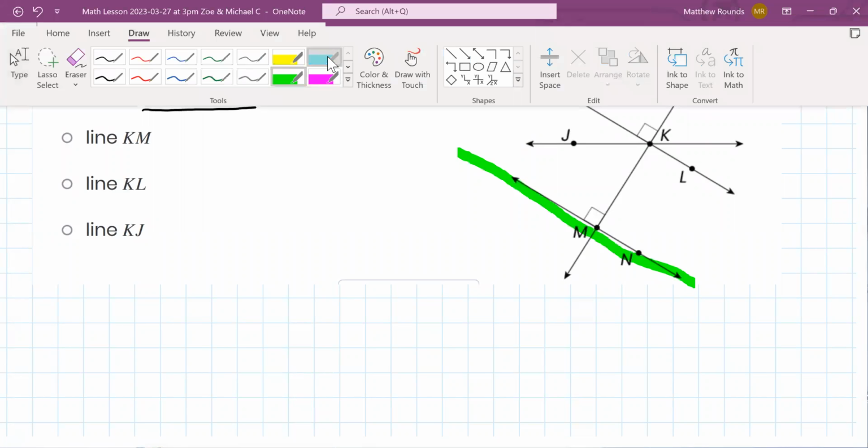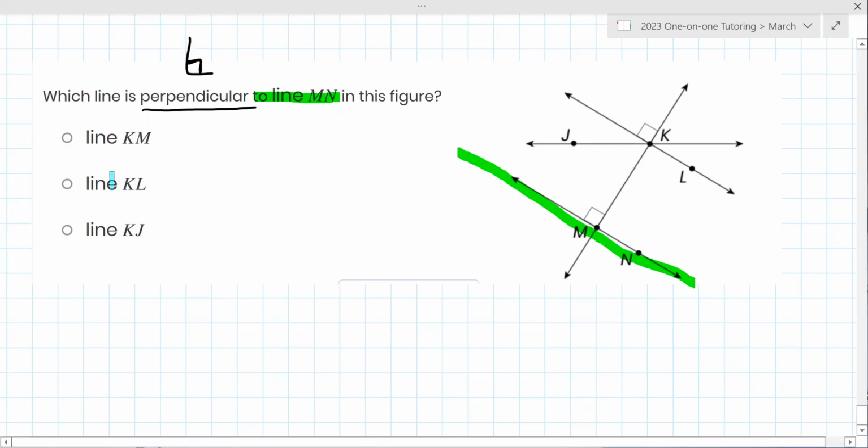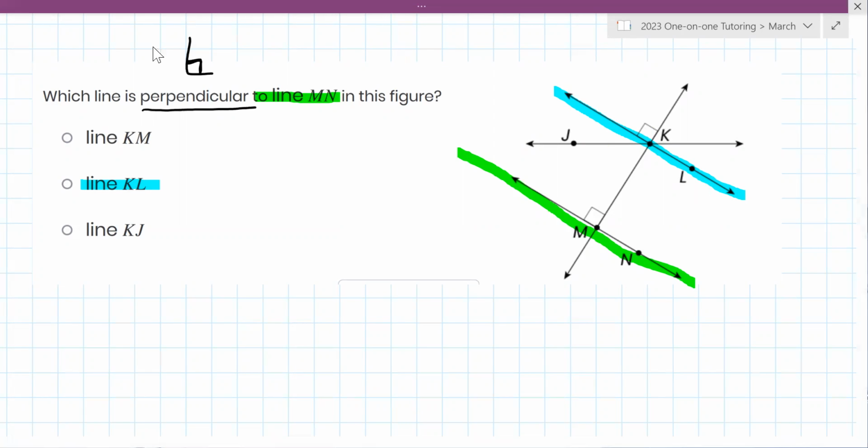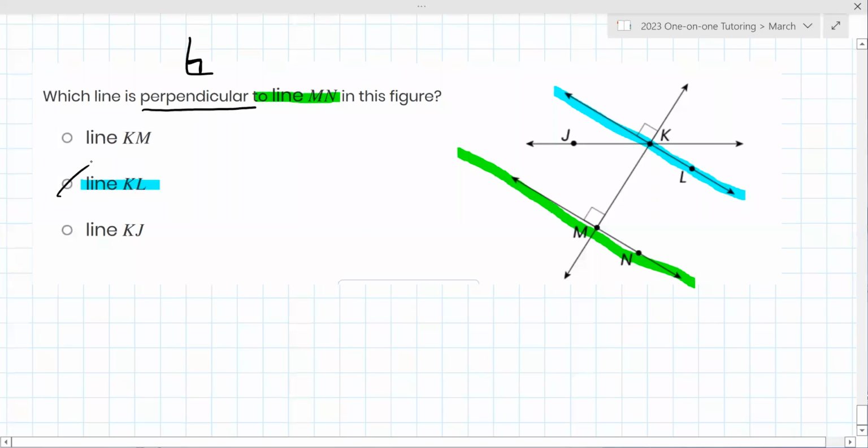And you said which one? KL. Okay, so there it is. KL. Are those perpendicular? Do they meet? No. Nope. So it's definitely not that one. Those are the parallel lines. Those lines are parallel, just like in the previous problem. So what lines are perpendicular?